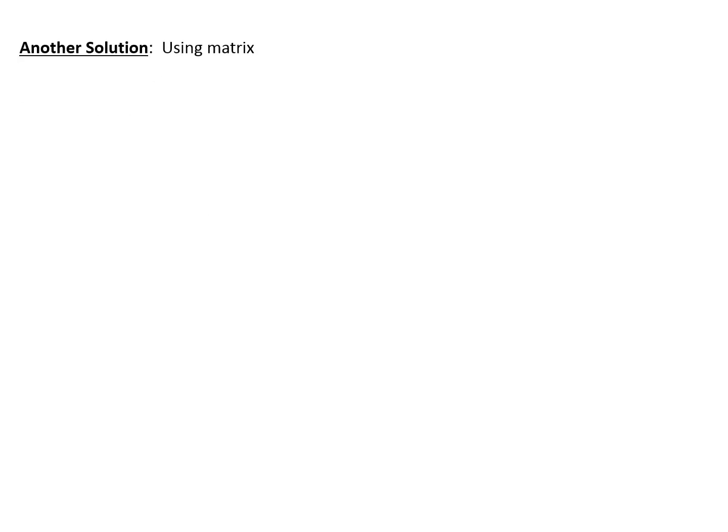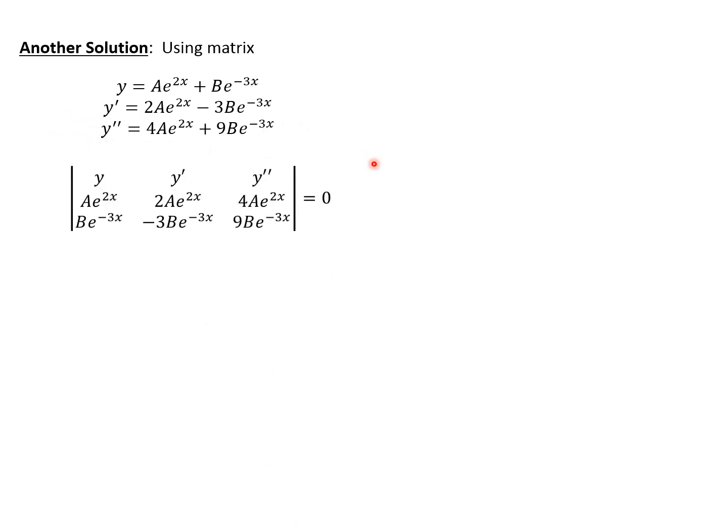Next, another approach to this problem is using a matrix. Let us have the original equations. This is the original equation, this is the first derivative, and this is the second derivative. You observe, you can rewrite this in matrix form. This y double prime gives you the first row, this gives you the second row, and this column gives you the third row.